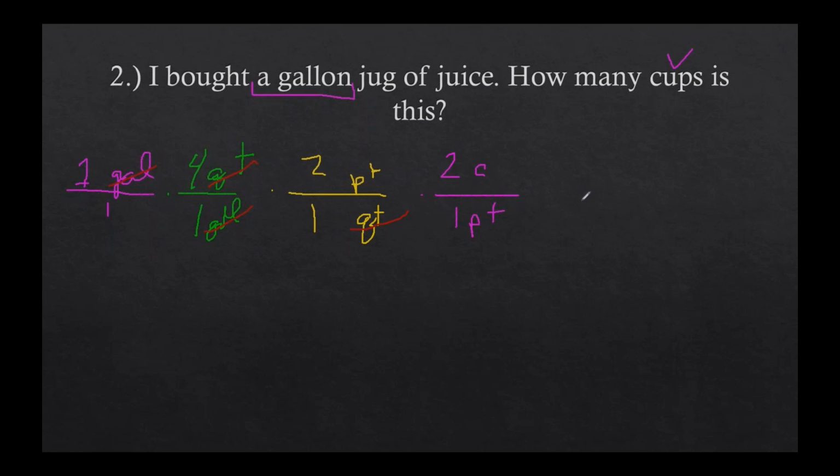And it's all about positioning, right? Because now the pints will cancel out. So it's really important that you keep your labels in your problem as you're working through these because you need it to work. Now, if you notice, all of my numbers, 4, 2, and 2 are all in the numerator. So how many cups would be in this gallon of juice?